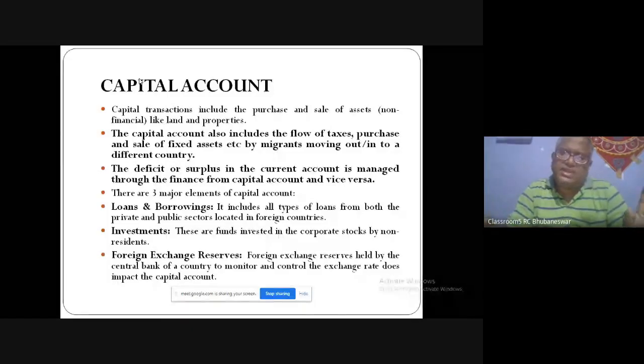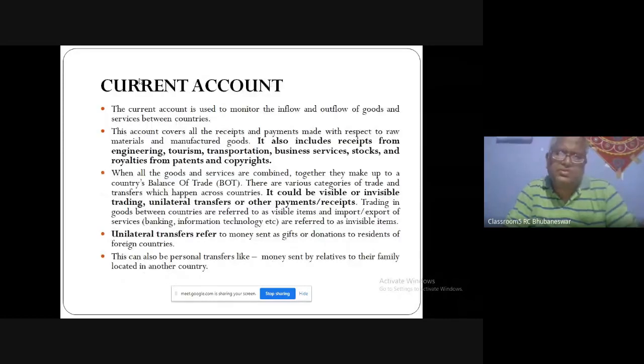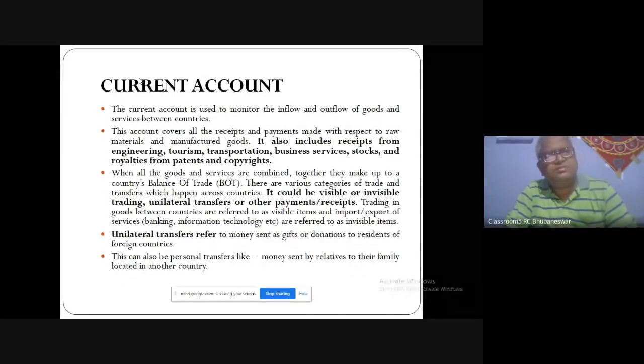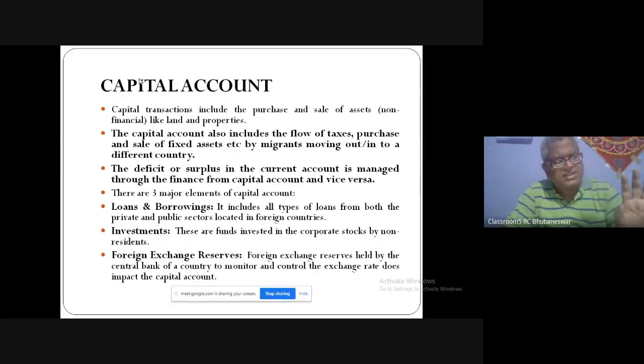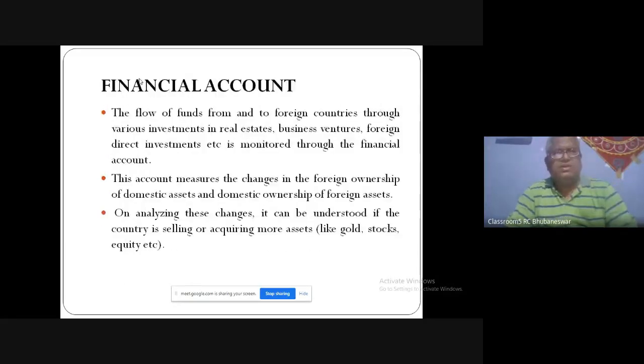My dear students, if you differentiate the current account and capital account, the current account is totally based on inflows and outflows of goods and services between countries, and the capital account is based on the purchase and sale of assets, related to land and properties and others also. Another one is called the financial account.